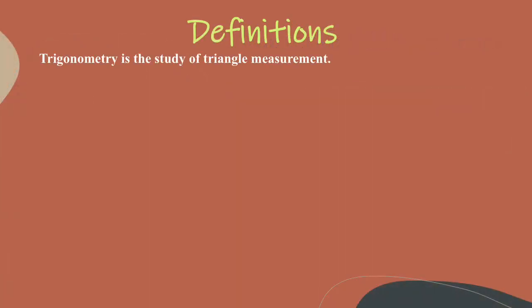The first part of precalculus deals with trigonometry. Trigonometry is simply the study of triangle measurement. It is a branch of mathematics that studies relationships between the sides and angles of triangles. The word trigonometry is a 16th century Latin derivative from the Greek words for triangle, trigonon, and measure, metron.